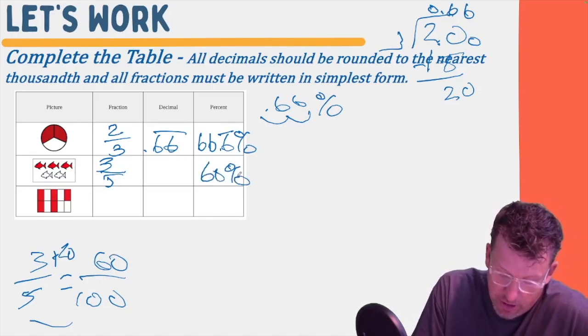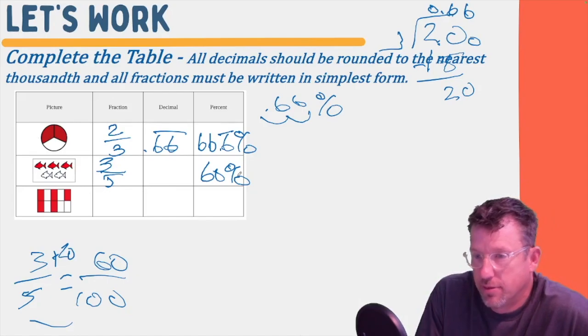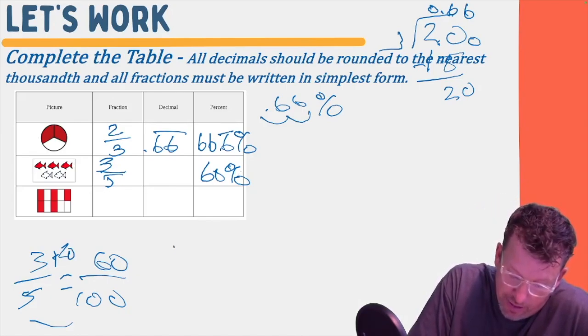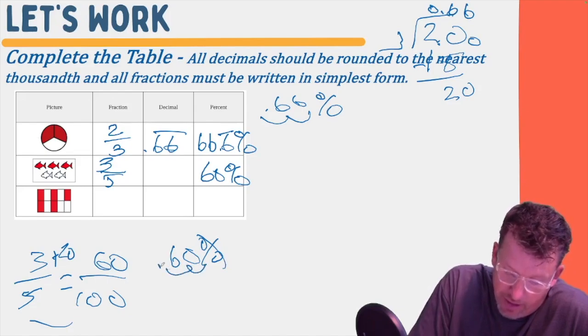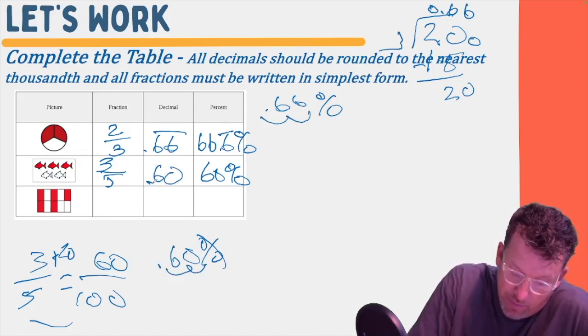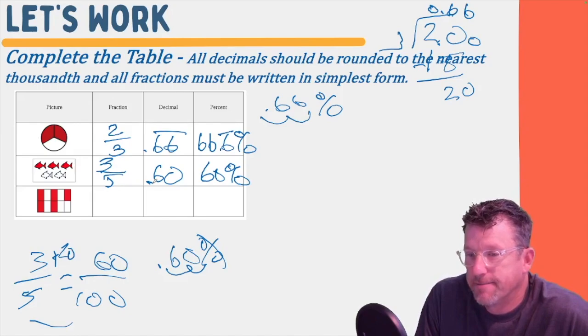Okay, and if we have a percent, how do we turn it into a decimal? We get rid of that percent sign and run away from it with a decimal 2 places. 1, 2, because we're dividing by 100. So now we have 0.60 or 0.6.